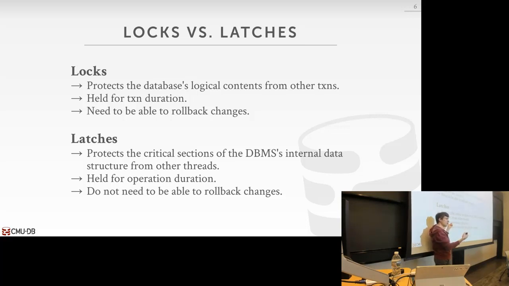I want to update a page, I hold the latch on that page, make the change, and then release the latch. We don't need to be able to roll back any changes here because the operations we're trying to do are essentially meant to be atomic. So I grab the latch on something, I make whatever change I want, and then when I release the latch, the operation is considered done. So all the changes are there. If I can't acquire the latch, then I'm not going to do the operation anyway, so there's nothing to roll back.